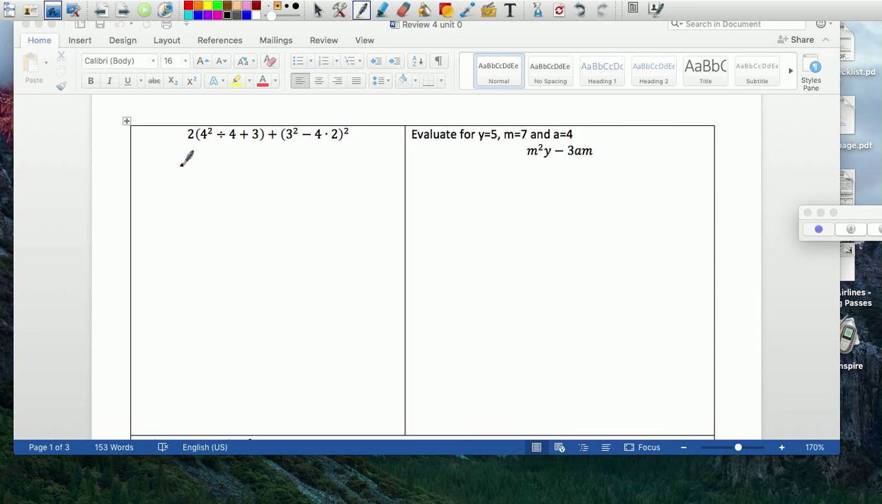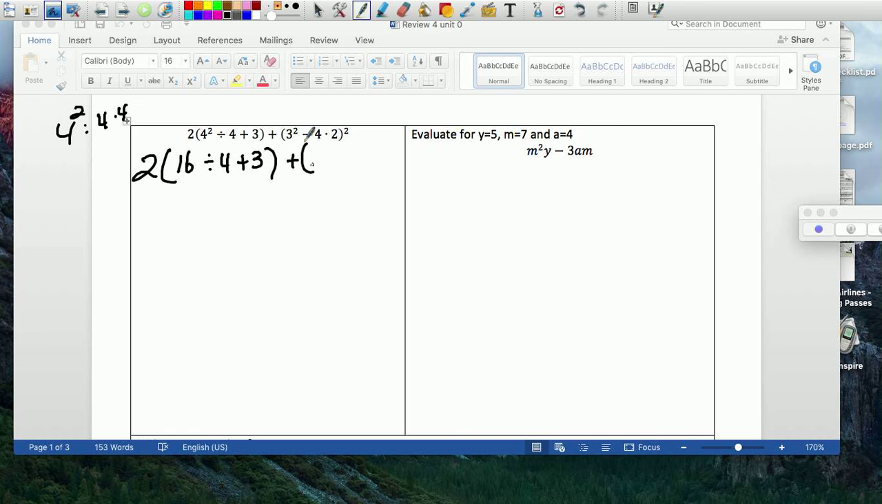So here you go. We're going to do it in order. So the 2 stays outside. Inside, I'm going to do the exponents. 4 to the second power. It's not 4 times 2, it's 4 times 4, right? So I'm going to leave that 16 divided by 4 plus 3.